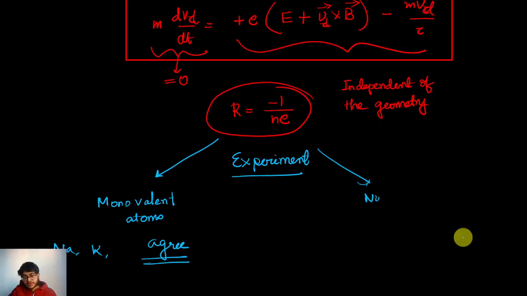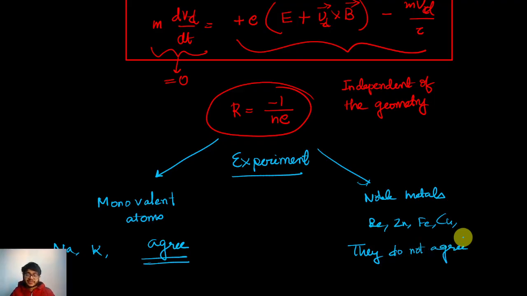But noble metals, transition metals, zinc, beryllium, iron, copper, etc., they don't agree. Sometimes the charge carriers in these metals are not electrons; they have a plus charge. It has been experimentally measured and verified that for these metals the carriers are not electrons, because they don't have a negative charge, they have a positive charge.